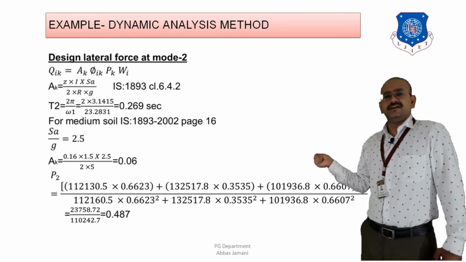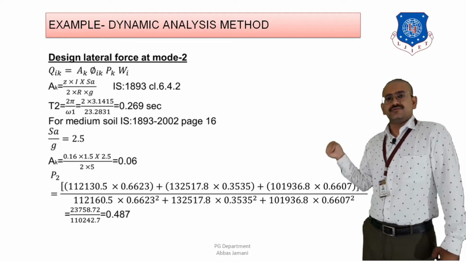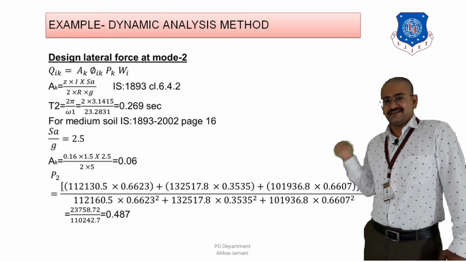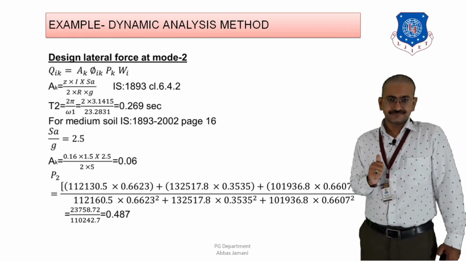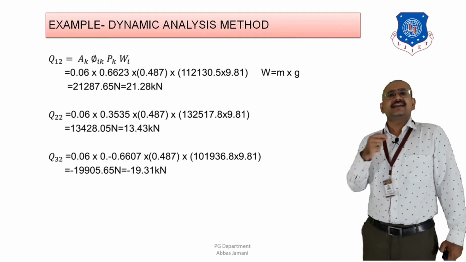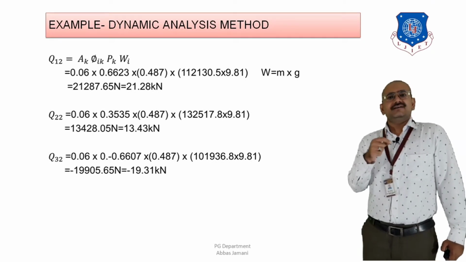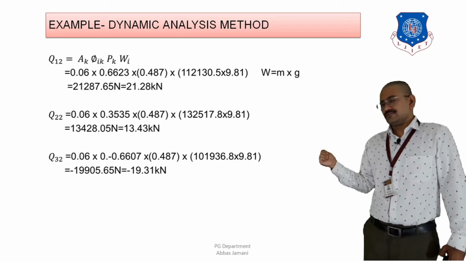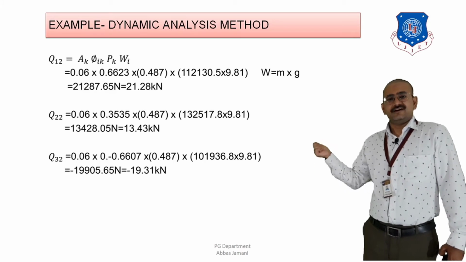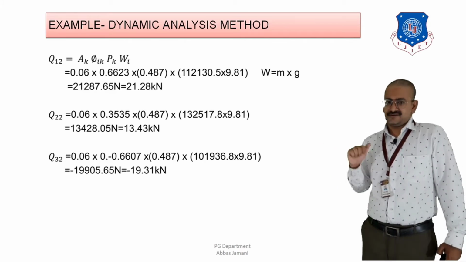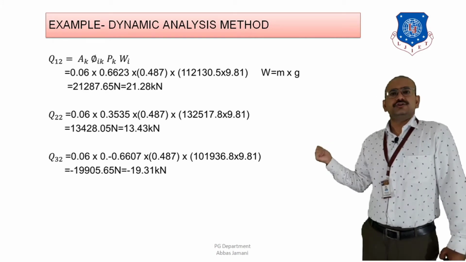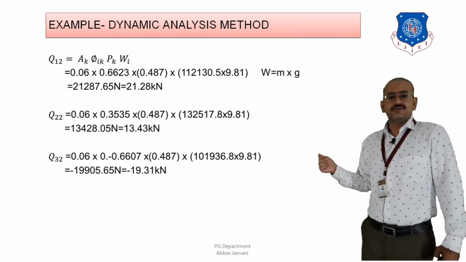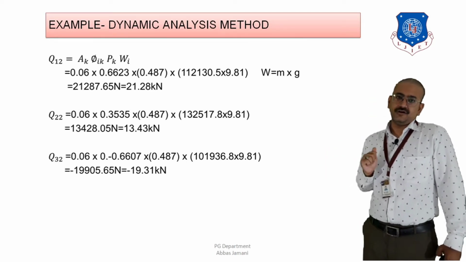So again, W1, W2, W3 are there, phi 12, phi 22, phi 32 are there with me. Substituting these values, I will get the value of P2 is equal to 0.487 as you can see here in the figure. Once that is available, again I can calculate the lateral loads at each of the floors corresponding to the value of mode shape 2, that is Q12, Q22 and Q32, where 1, 2 and 3 are the floors and 2 is the mode shape. So substituting these values, I get the value of Q12 is equal to 21.28, Q22 is equal to 13.43 and Q32 is equal to 19.31 kilonewton.